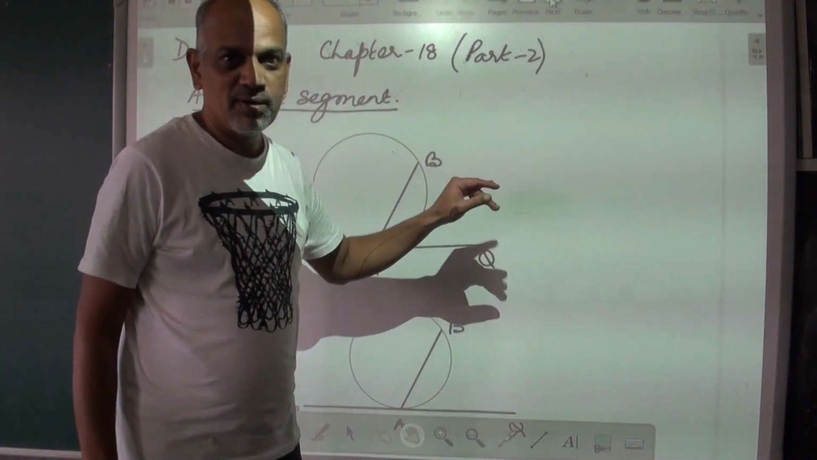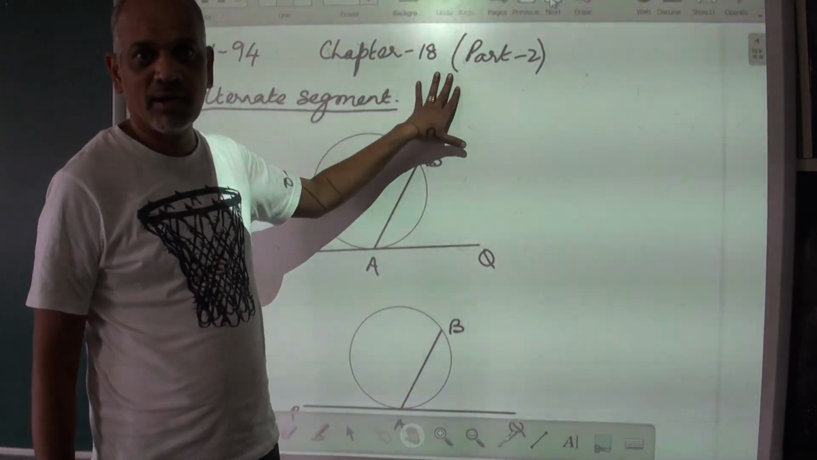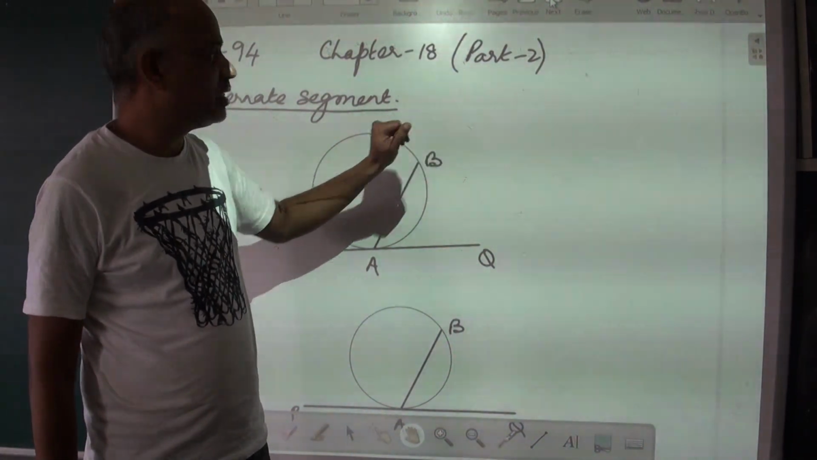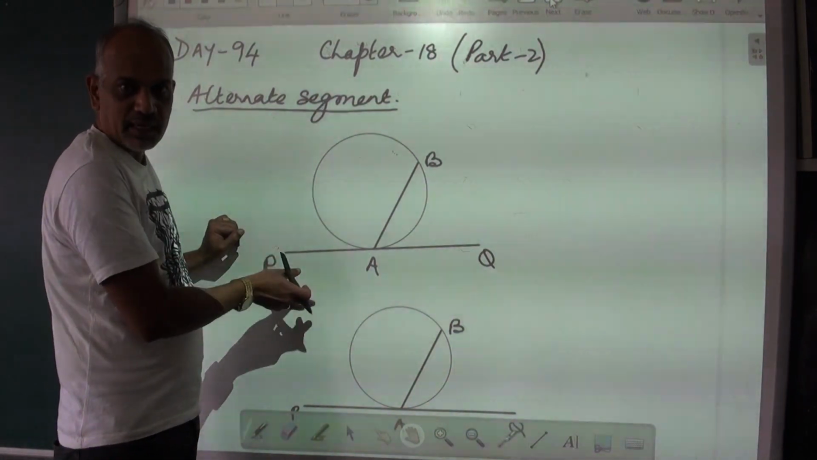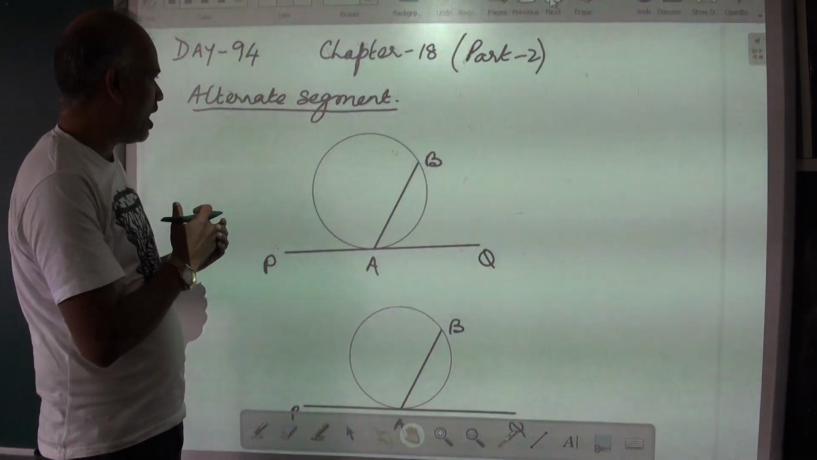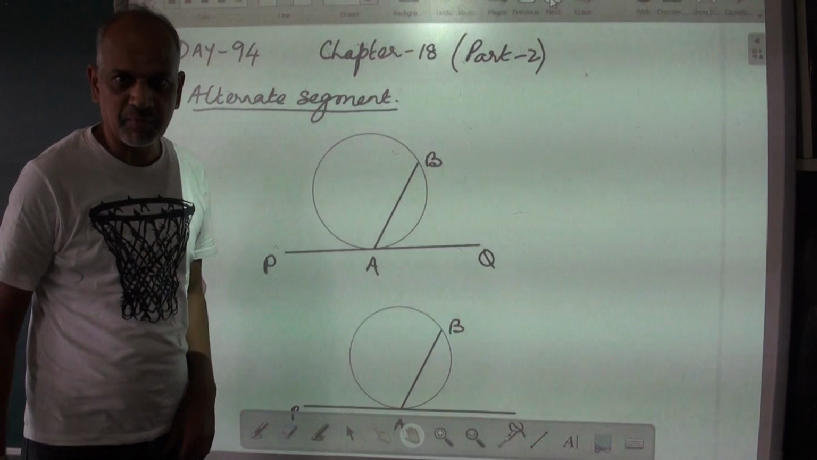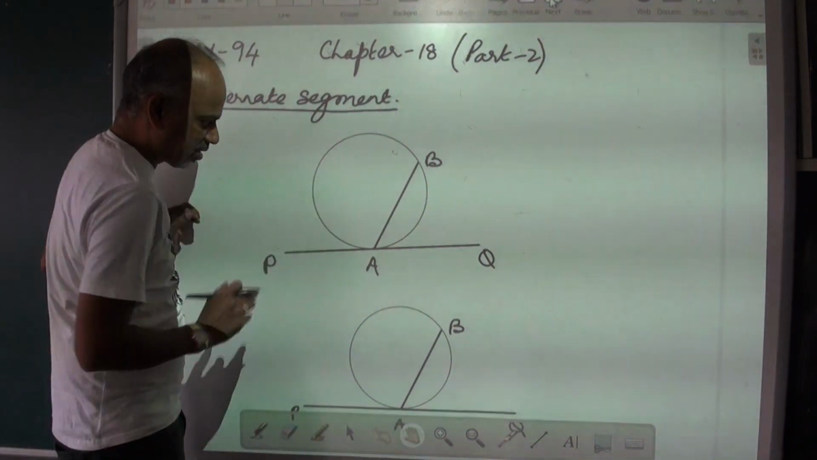This is the second part on the chapter on tangent and secant properties. Before I tell you the property, you have to know something called alternate segment. Look at this figure.